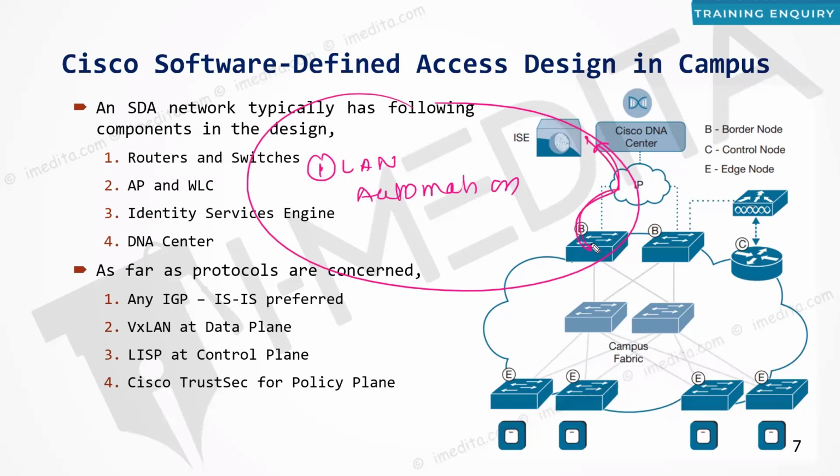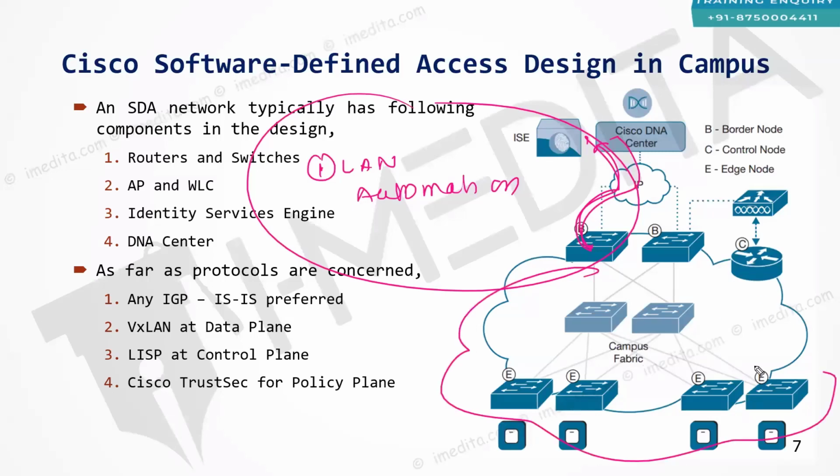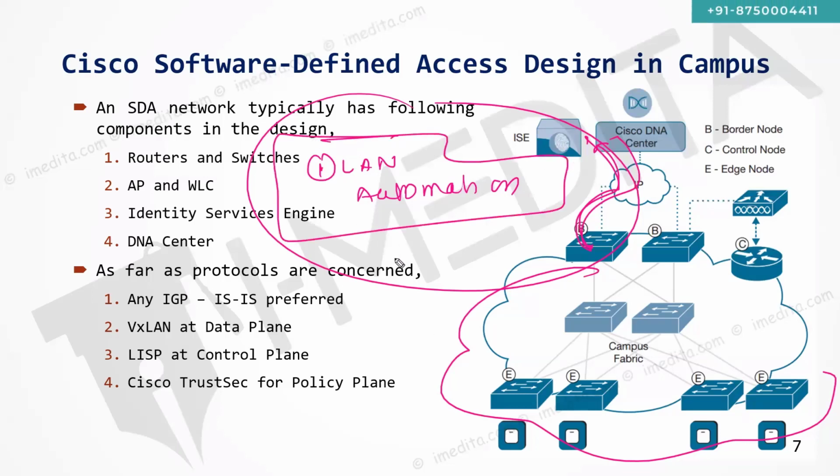Add this device to the DNS Center. Make this device reachable to the DNS Center. And the rest of the LAN network, I will discover the devices automatically. I will build the underlay network for you. So you don't even need to build the underlay network. I will do it myself. That is what the DNS Center says. The LAN automation concept that we have in the DNS Center says that the DNS Center can build the underlay network automatically.